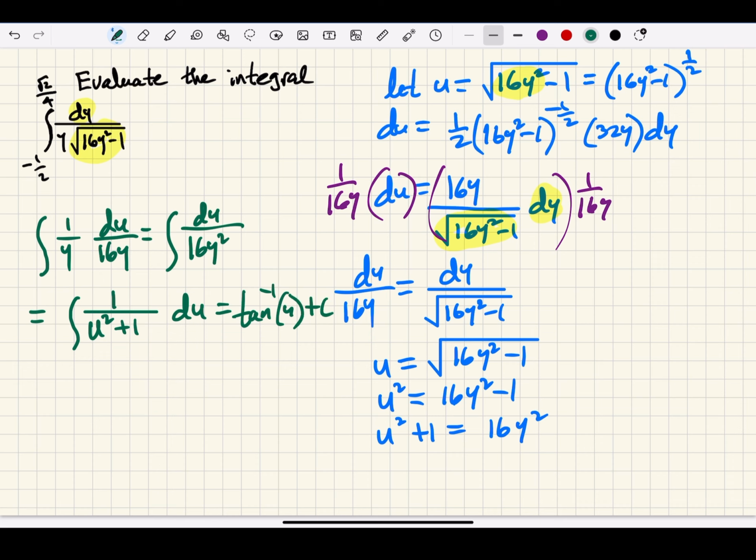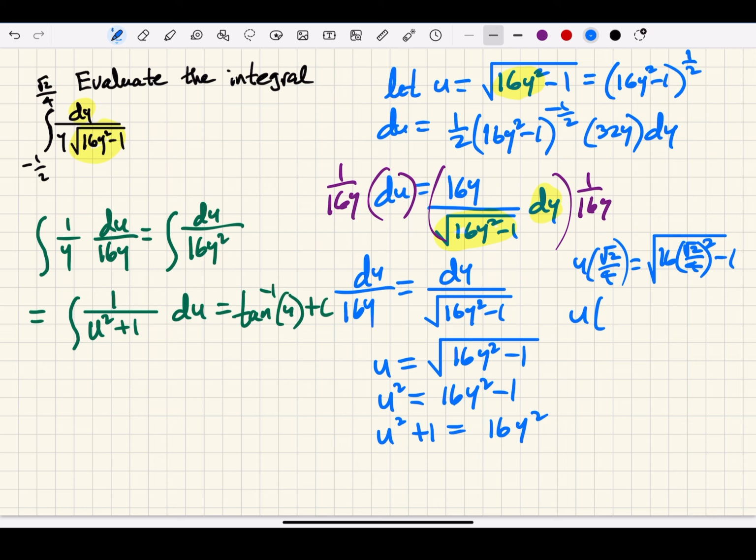Okay, but we're doing a definite integral here with limits of integration, so I'm probably going to find out what those limits of integration will convert to by finding u of the square root of 2 over 4, which would be the square root of 16 times the square root of 2 over 4 squared minus 1.